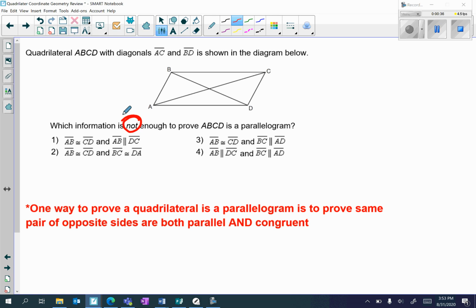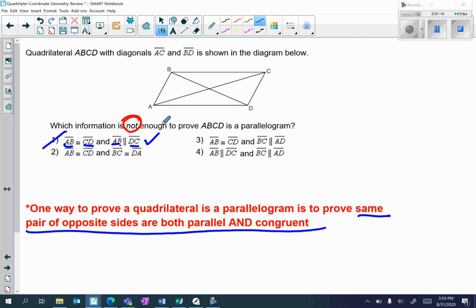So remember, the key to prove a parallelogram is to prove that the same pair of opposite sides are both parallel and congruent. So let's look for the answer choice that has the same pair of opposite sides both parallel and congruent. That would be choice 1. AB is congruent to CD and AB is parallel to DC. That definitely proves that it is a parallelogram, so that one is out.